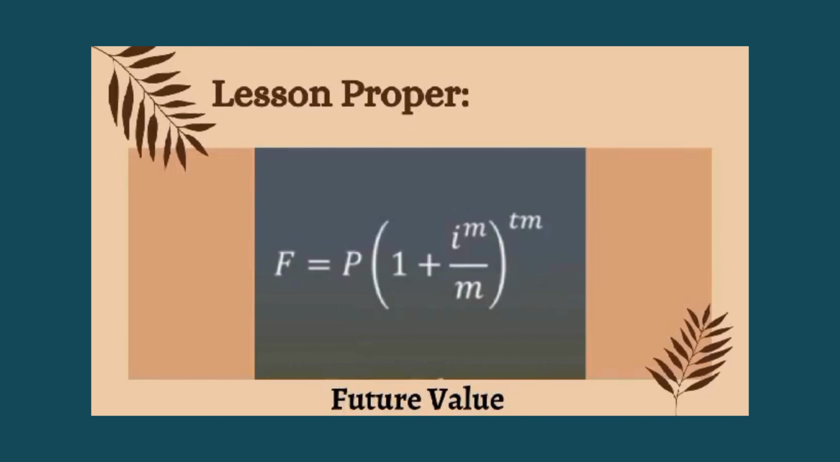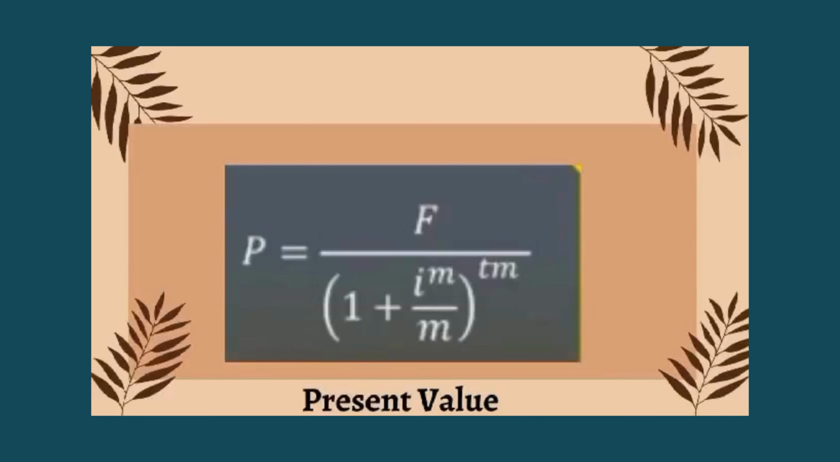Now let us proceed to the formula of the future value, which is F is equal to P open parenthesis 1 plus IM over M close parenthesis to the power of TM. Here is the formula for the present value. P is equal to F over open parenthesis 1 plus IM over M close parenthesis to the power of TM.